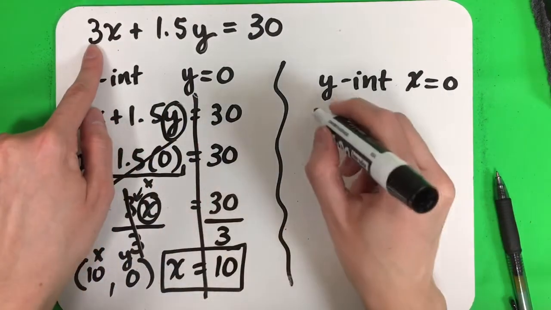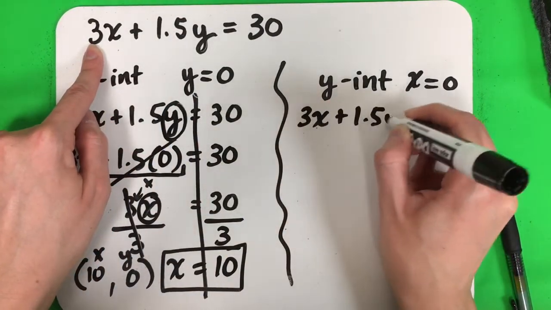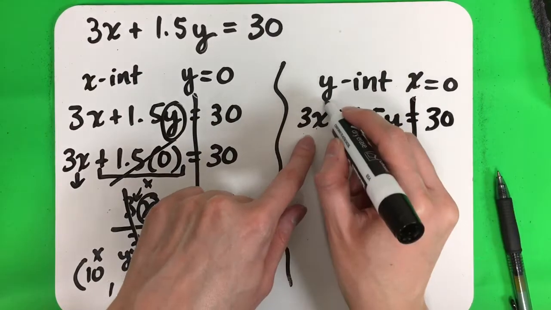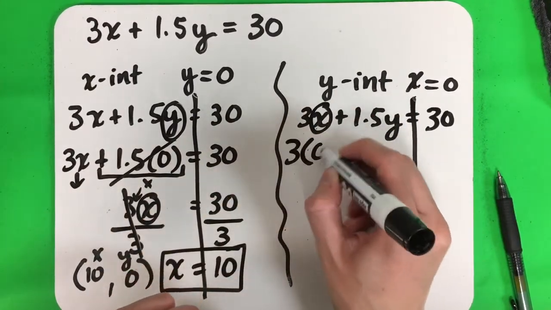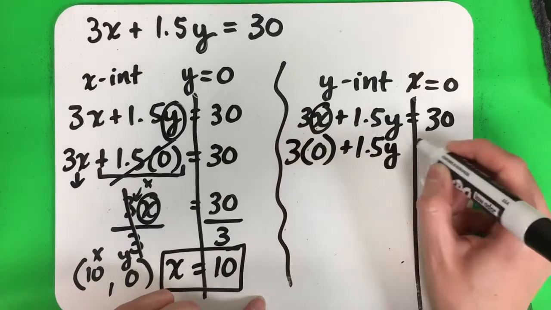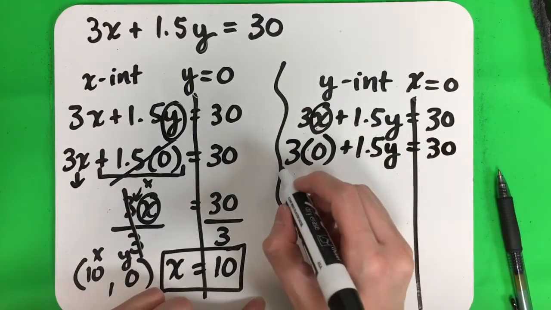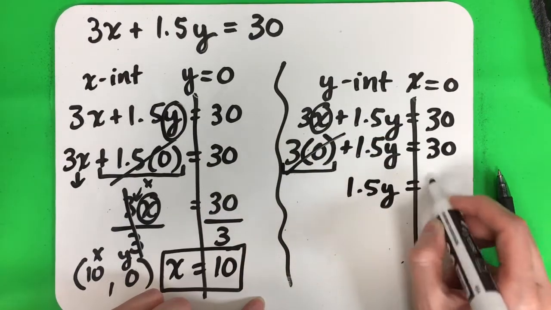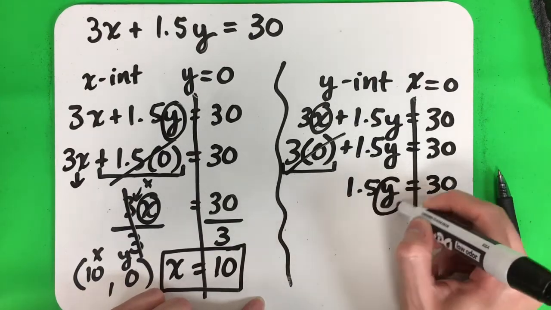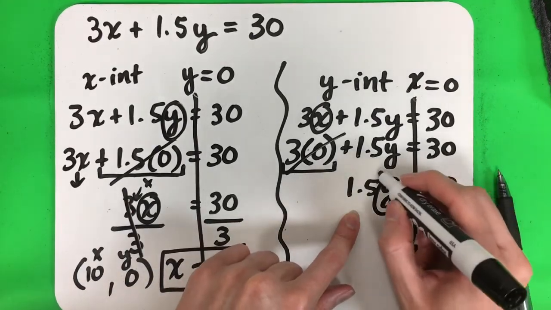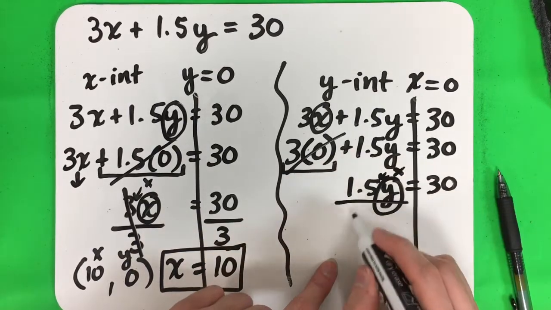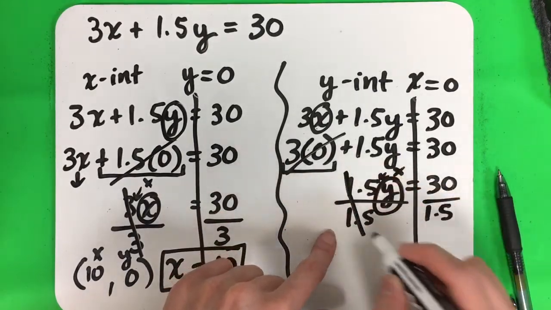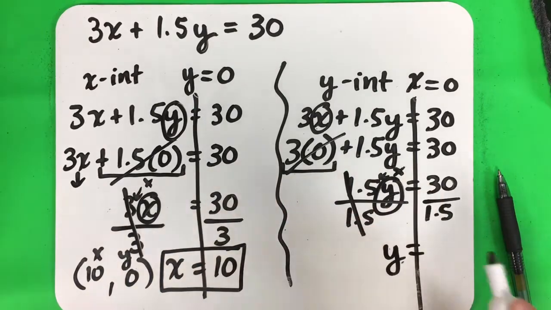Let's do it again. Copy. 3x plus 1.5y equals 30. X is 0, so I'm going to change the x. So 3 parentheses 0 parentheses plus 1.5y equals 30. 3 times 0, 0, cancel, copy, 1.5y equals 30. I want y alone. 1.5 with y, nothing in the middle is multiply. The opposite is divide by 1.5. 1.5 divided by 1.5 cancels. Copy, y equals 30 divided by 1.5.